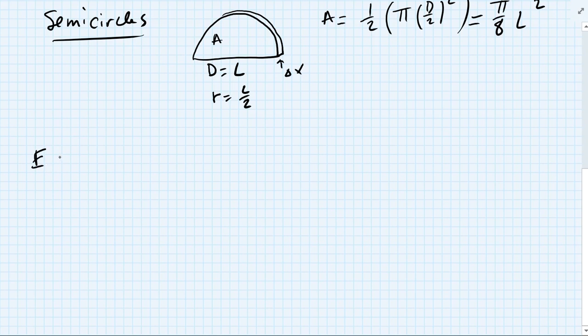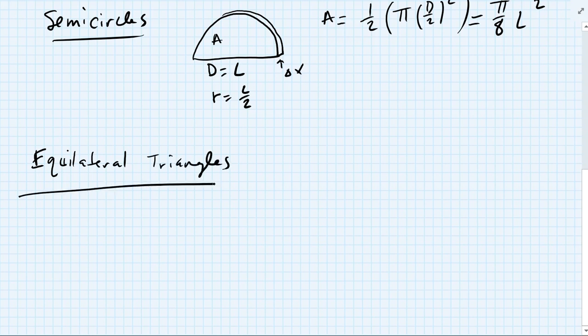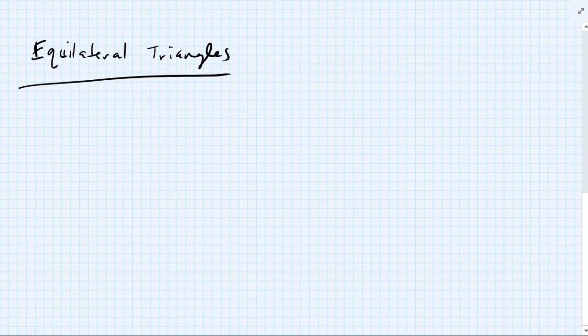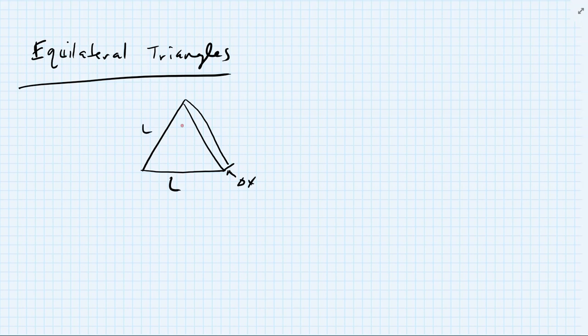Okay, and then this is where it gets fun. Equilateral triangles. You should have learned a formula for this. You should have used it last year, and you probably didn't. Whatever. Equilateral triangles. It's okay. So what does that look like? Equilateral triangle. It has a width. This is delta x. This is L. This is L, but that's not how we find the area of a triangle. We find the area of a triangle with the height.